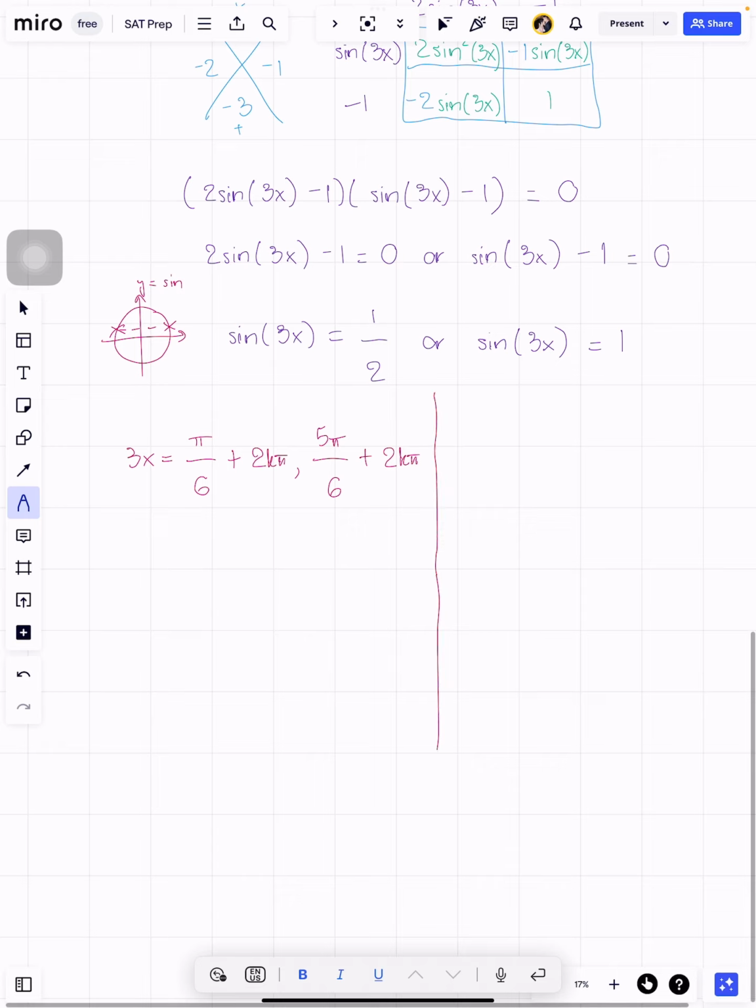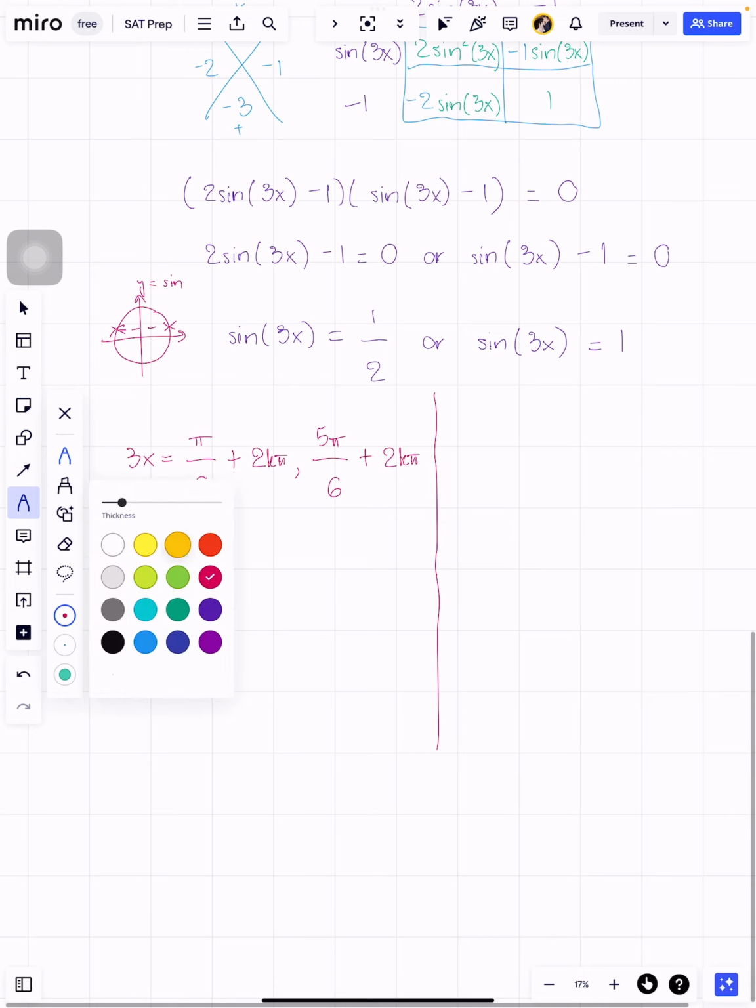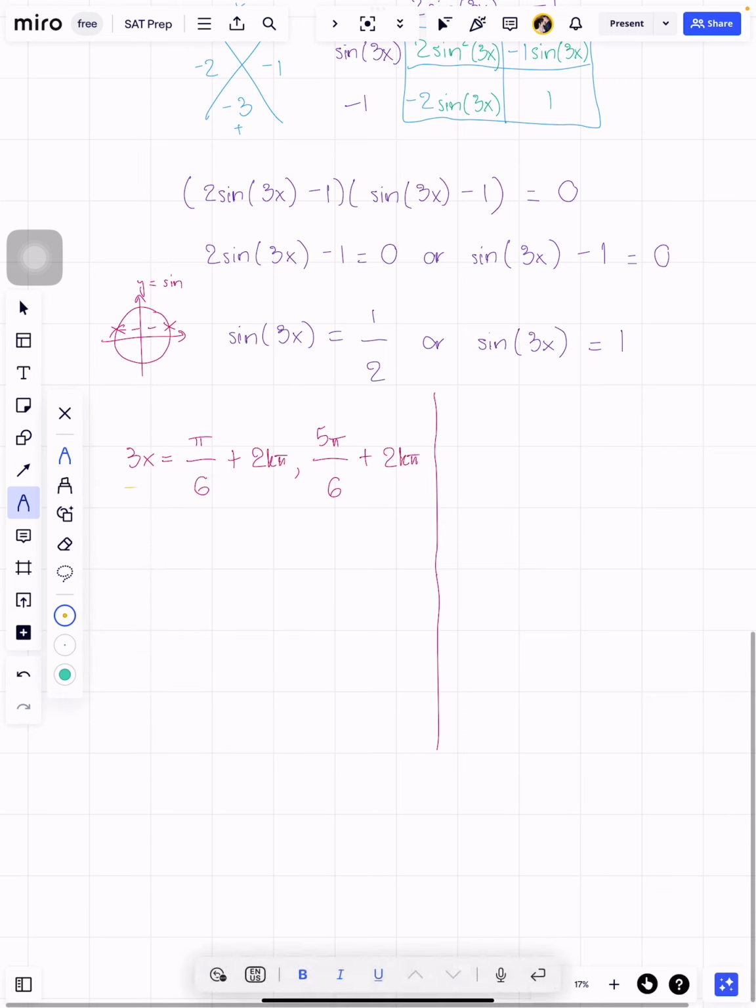So we only want the x. We don't want 3x. That's why we're going to divide every single thing here by 3. So I'm dividing this by 3, this by 3, this also by 3, and this would also be divided by 3. So I would get x equals pi over 18, and you can definitely do this one in the calculator if you want to.